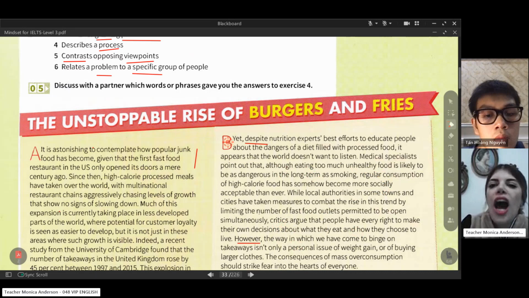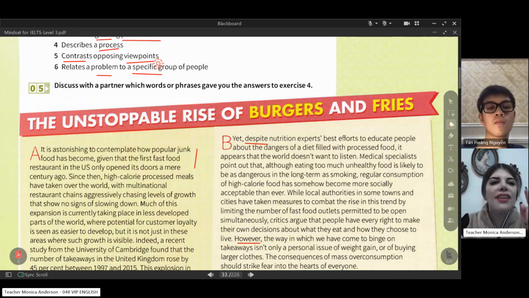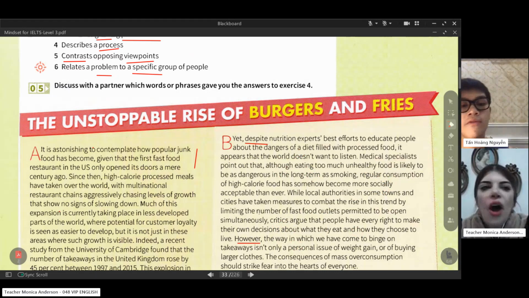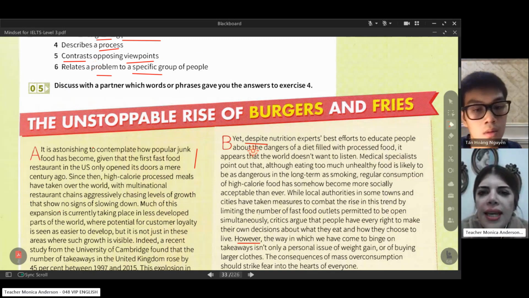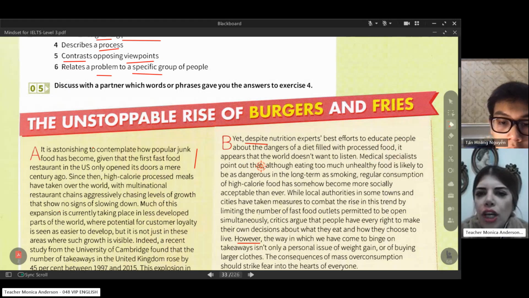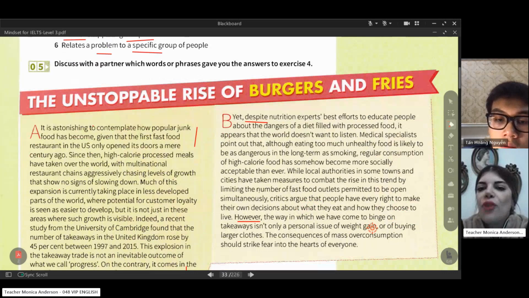I guess that this paragraph can be matched with number 5. Okay, but I'm not sure. Now, it takes a few seconds. Now I can read: yet despite reading, so it appears the world doesn't want to listen, and although eating too much. So we have some words to make contrast. So yes, I'm right. So this is the answer.